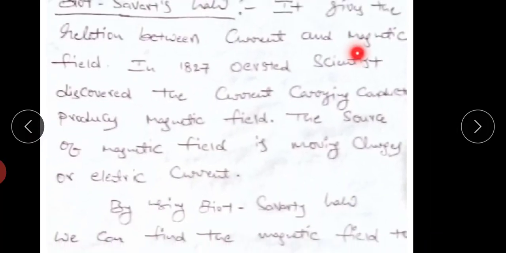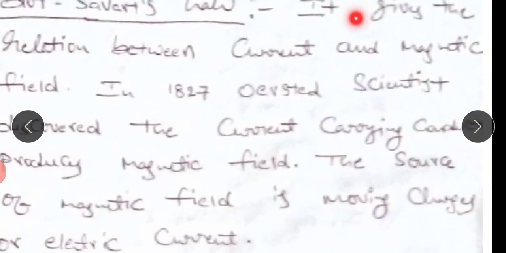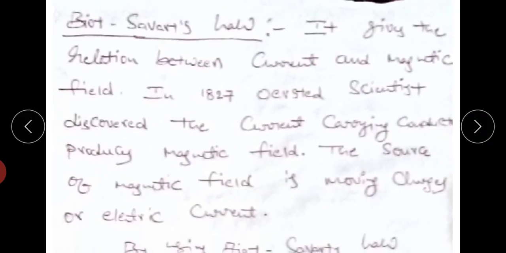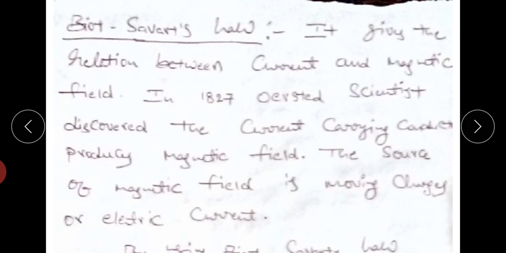Next one is Biot Savart's law. By using Biot Savart's law, we can find the magnetic field intensity and magnetic flux density. The purpose of Biot Savart's law is to find the magnetic field intensity and the magnetic flux density. It gives the relation between current and the magnetic field.